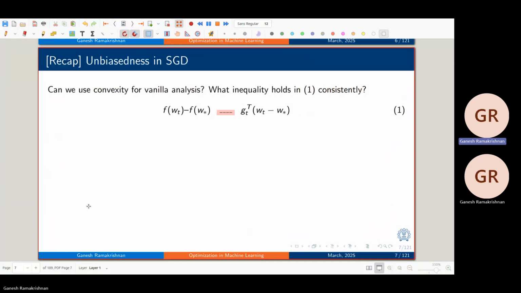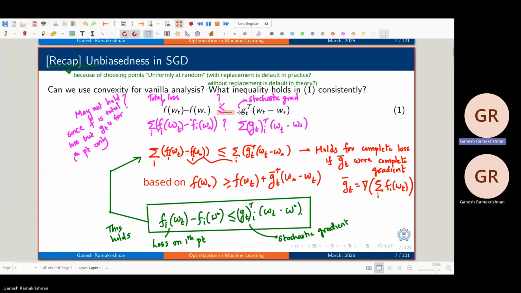So will this inequality hold? That was the question. And our analysis was that, if I replace this g_t with g_t^i, which means if I take only the ith example here, everything else remaining the same, this inequality should hold. This is the original inequality.